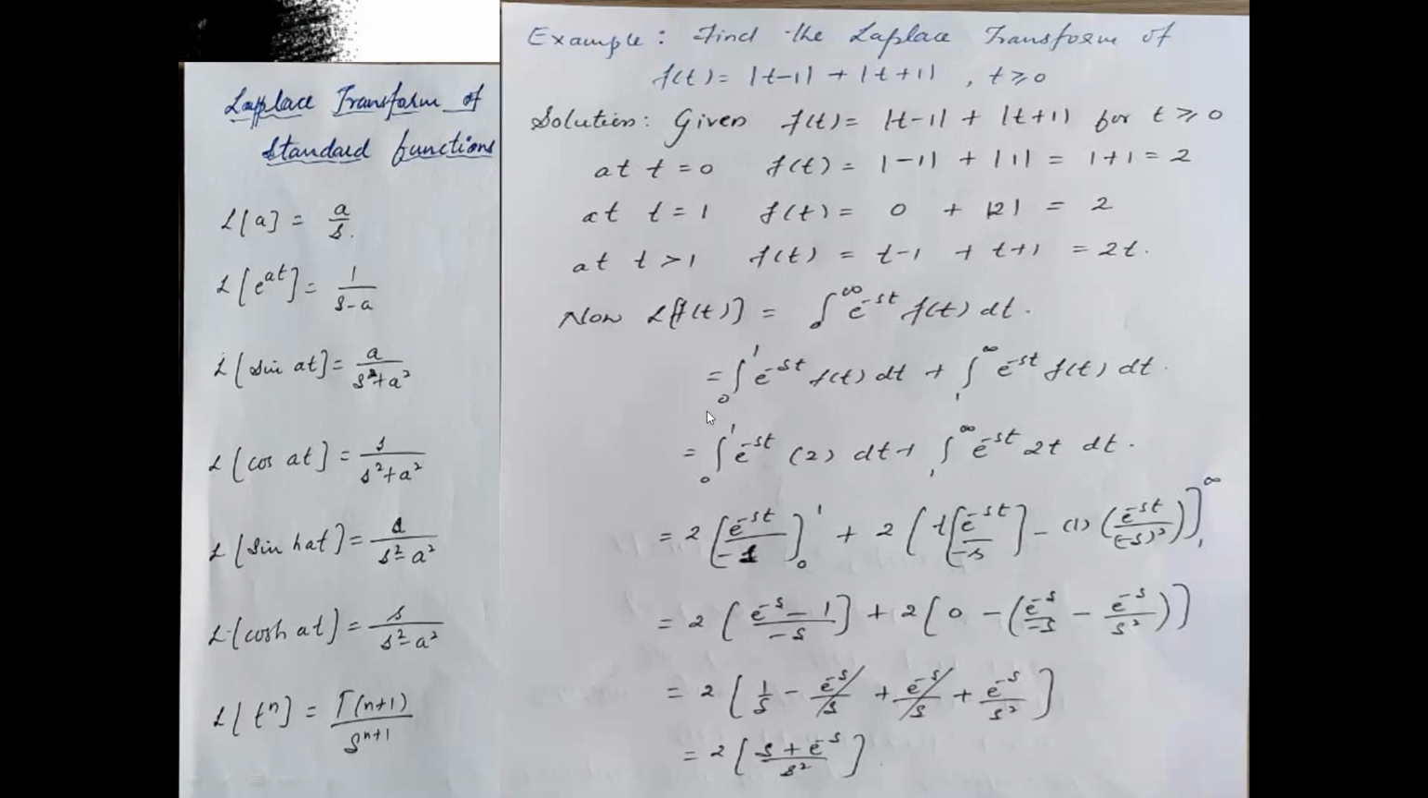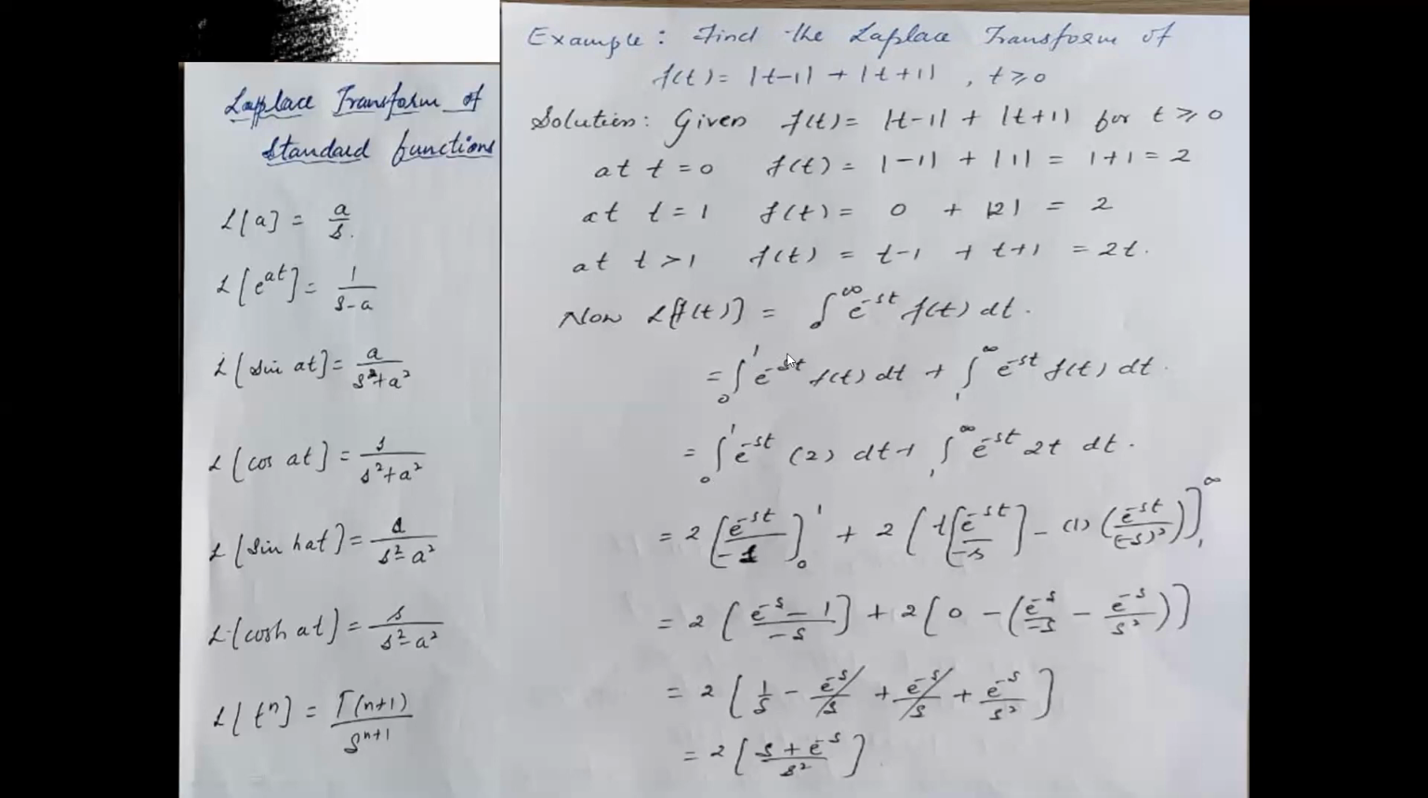So let us write integral from 0 to 1 e raised to minus st f of t dt, and again from 1 to infinity. So for t greater than 1, that is 1 to infinity, the value of the function will be 2t. So we have split the interval into 0 to 1 and 1 to infinity. Let us substitute the corresponding functions here.